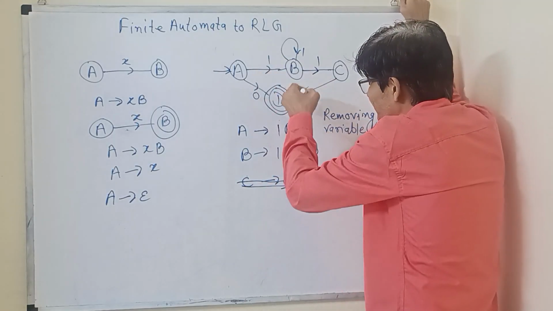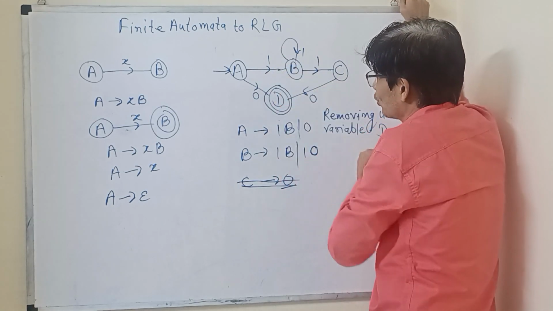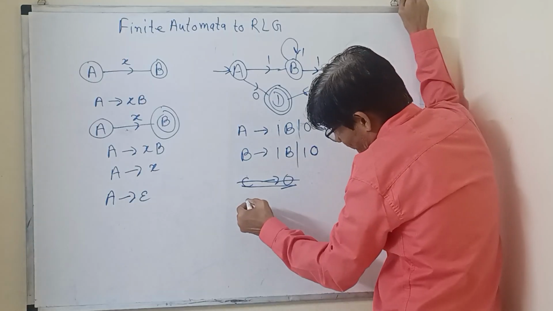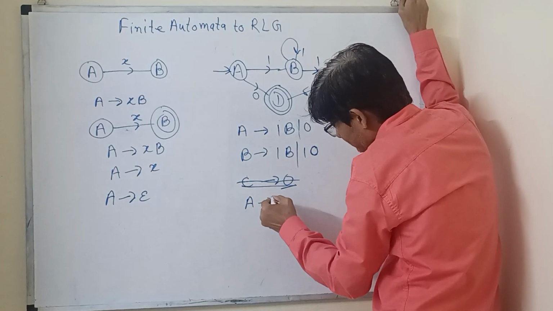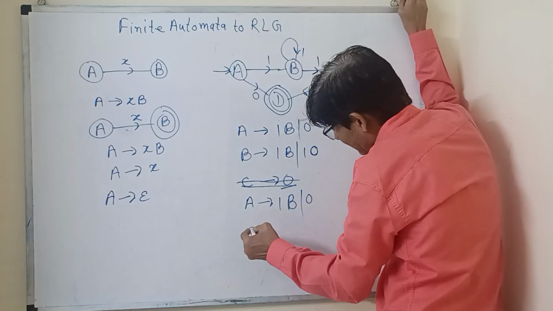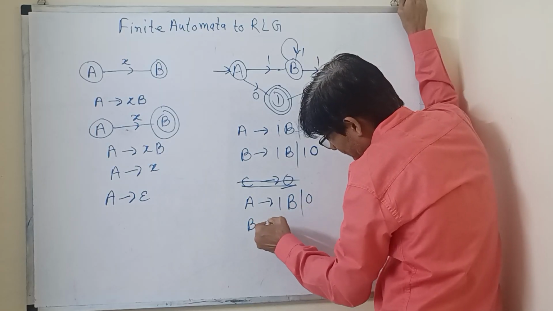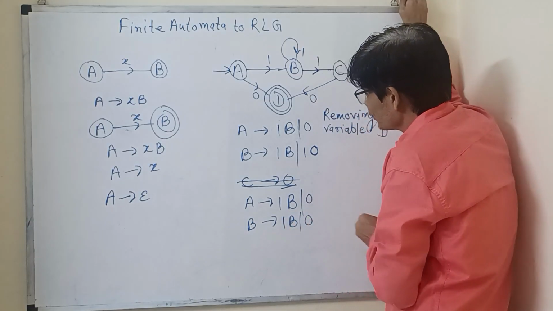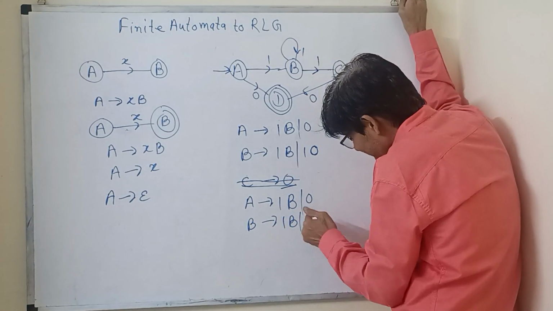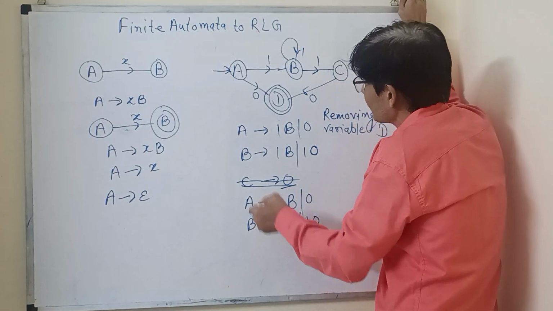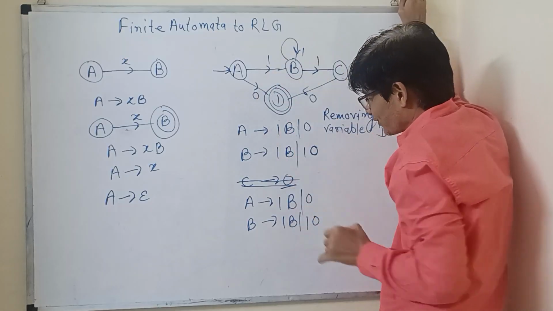So for this particular finite automata, the final grammar would be A gives 1B and 0, and B gives 1B and 10. So this would be the final grammar for this particular finite automata.